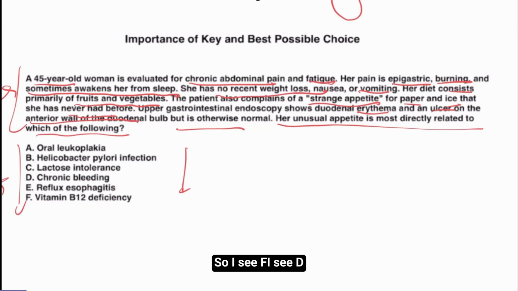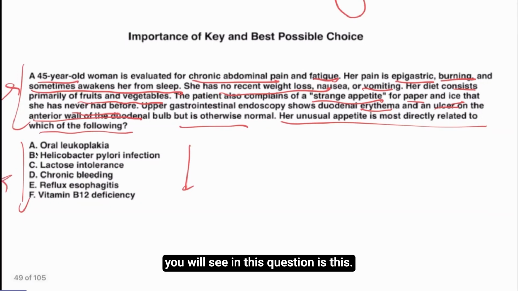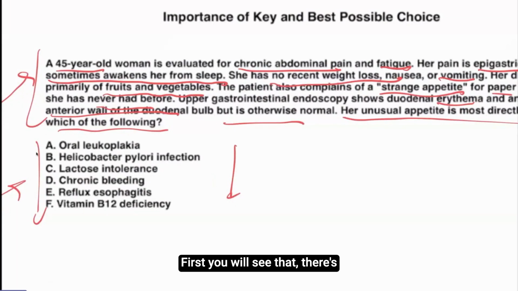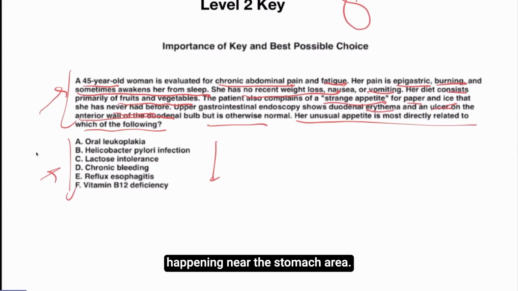So I see F, I see D. Two options I can't think over, B and E. The common pattern you will see in this question is this. First, there's a symptomatic presentation of abdominal pain and fatigue, along with some pain near the stomach area. The diet is fruits and vegetables, there's a strange appetite, and there's some duodenal erythema and ulcer.